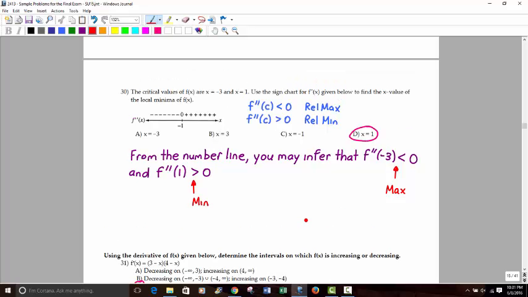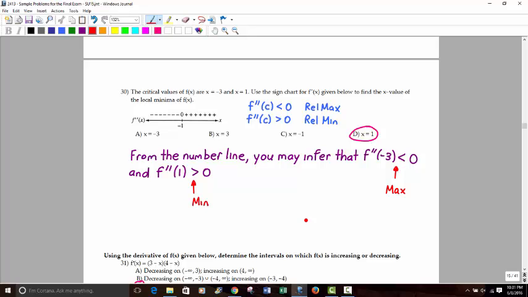All right, this is a little tricky problem, but it's giving you the critical values of negative 3 and negative 1, and it's giving you a sign chart for the second derivative. That's what's key here, it's for the second derivative. And this goes back to something we learned called the second derivative test for critical numbers. And so that's in my notes.